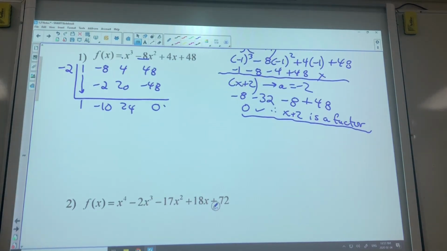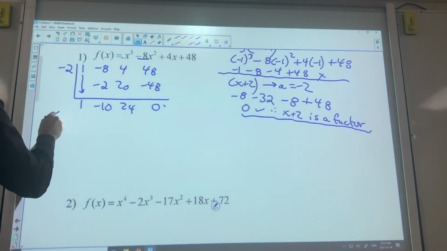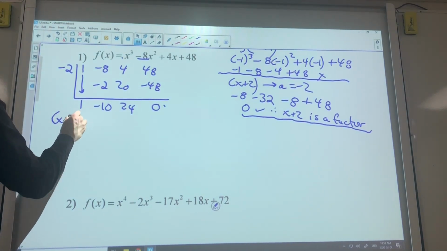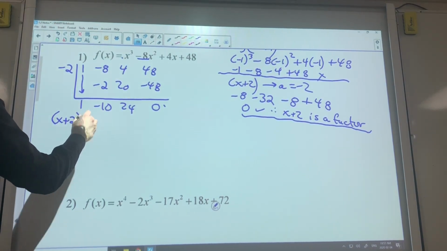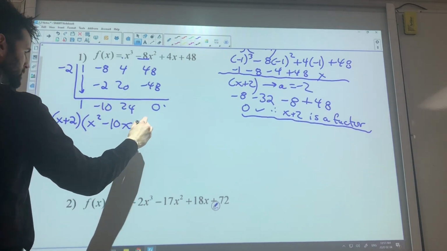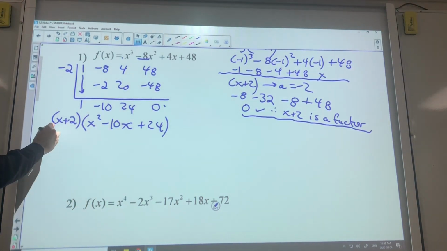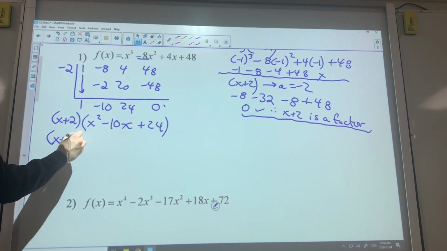Let's leave that up for a moment. Now remember, because you're factoring, when you write your answer, you're like, okay, well I just divided by x plus 2, so that's part of my answer. And then from the synthetic division, I get 1x squared minus 10x plus 24, remainder 0. Now, can you factor this? Yes. That's just one of those easy ones from like grade 10.